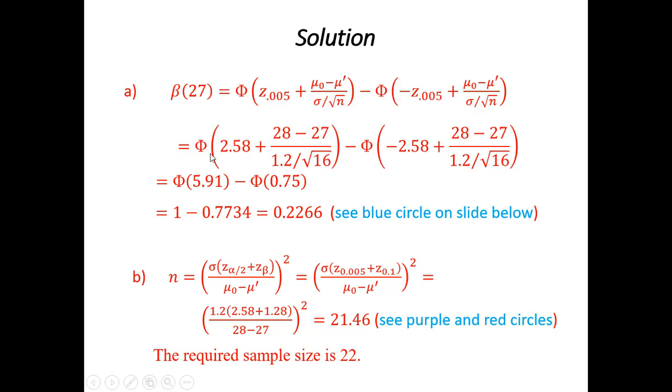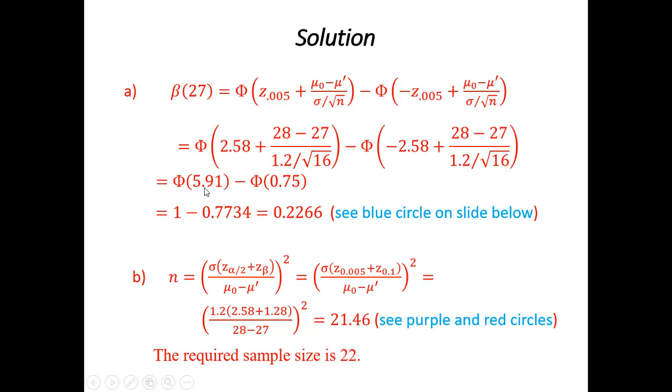So we simply need to now work out the fraction. So this fraction simplifies to 5.91. So we need to take phi of 5.91. We'll do that in a couple of seconds. And then over here, I have a similar calculation, but now we have negative 2.58. This term is the same as before. So when we work this out, we get minus phi of 0.75.